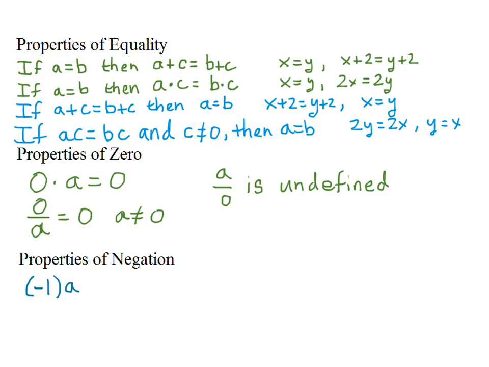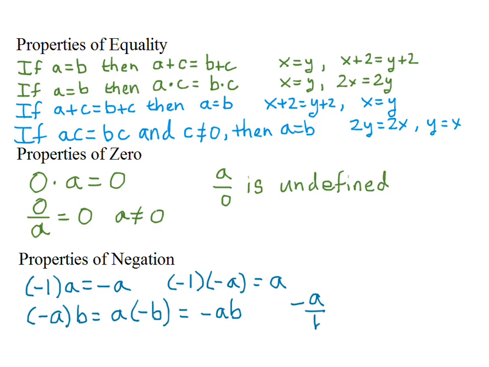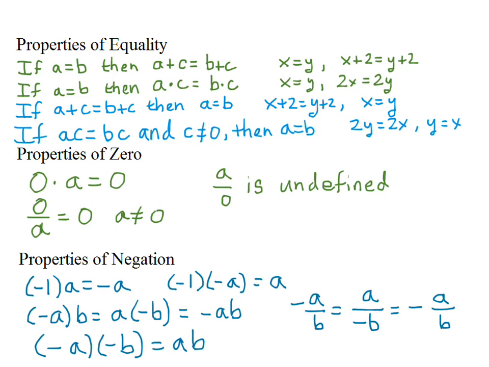And then we have the negation properties, that -1 times A is the same thing as -A. -1 times -A equals A. And then we have -A times B is the same thing as A times -B, which is the same thing as -AB. -A times -B equals AB. Notice the negatives go away because we're taking two negatives that make a positive.